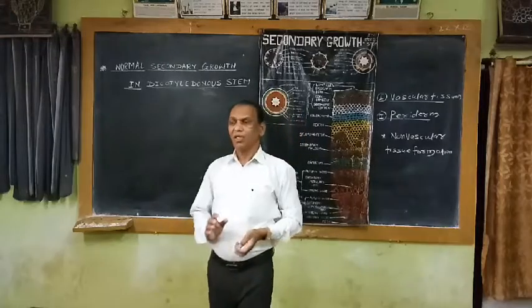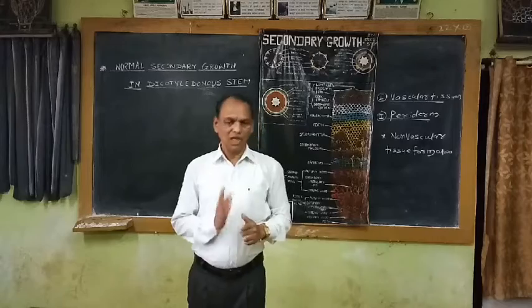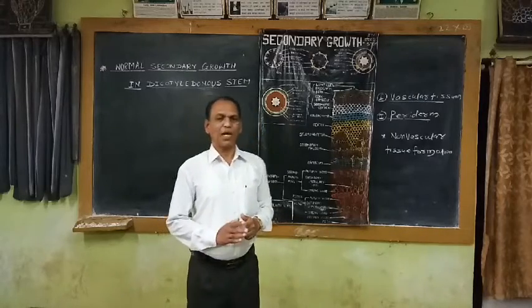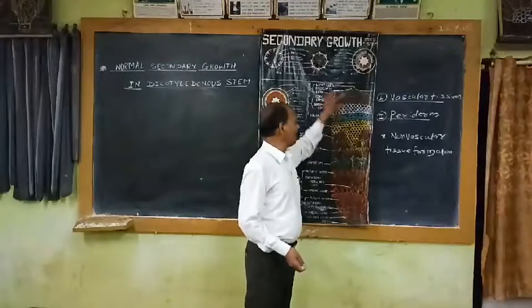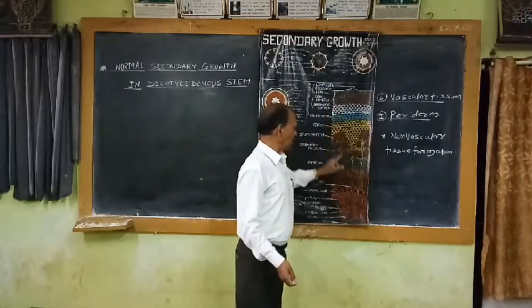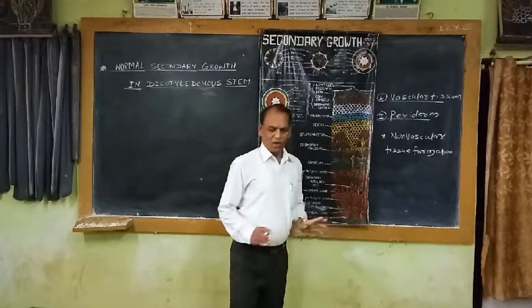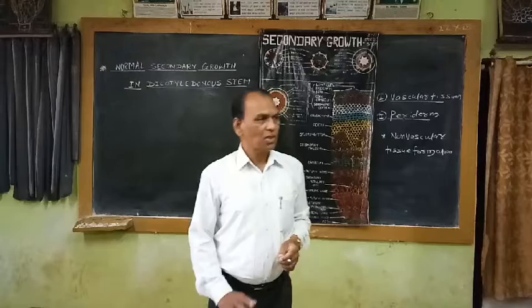So if we observe the old or mature stem of a dicot and take the transverse section, stain with safranin and observe under a microscope, we can visualize lenticels, periderm, xylem bands, phloem bands, vascular cambium, etc. So that's all about the normal secondary growth in the dicotyledonous stem.